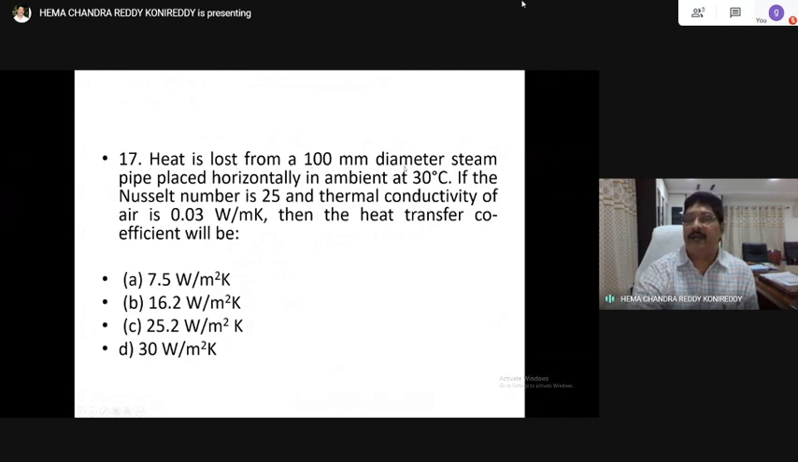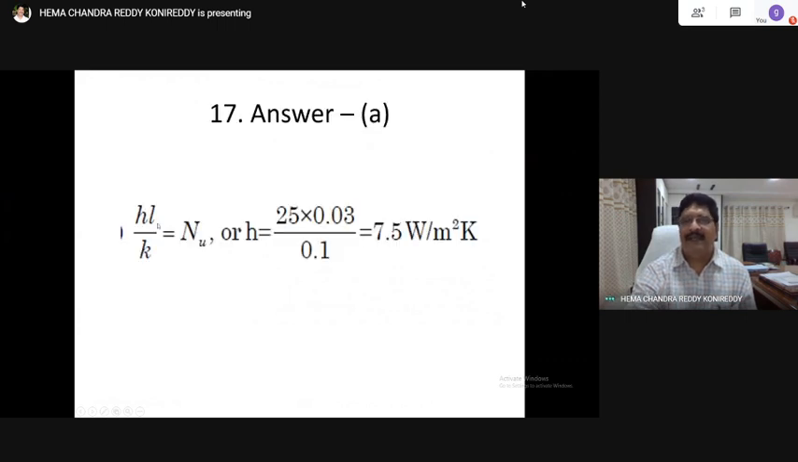Heat loss from a 100-meter diameter steam pipe placed horizontally in an ambient air at 30 degrees centigrade. If the Nusselt's number is 25, thermal conductivity of air is 0.03, then the heat transfer coefficient will be, HT by K. So you can straight away calculate.